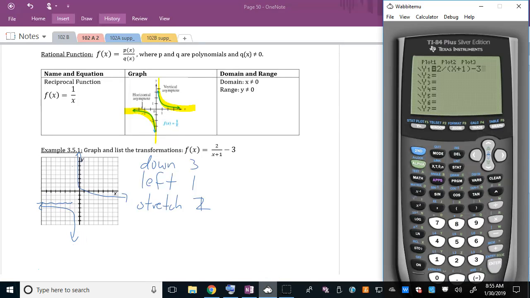Now, as with all of our other transformations, we can graph on the calculator to help check. The thing I would like you to notice is I have parentheses around the entire denominator because there's two terms there. If you don't put those parentheses in, it will not graph this correctly. Now again, the graphing calculator does not graph the asymptotes. We will look at how to find them in a minute, but we can at least get our basic shape.